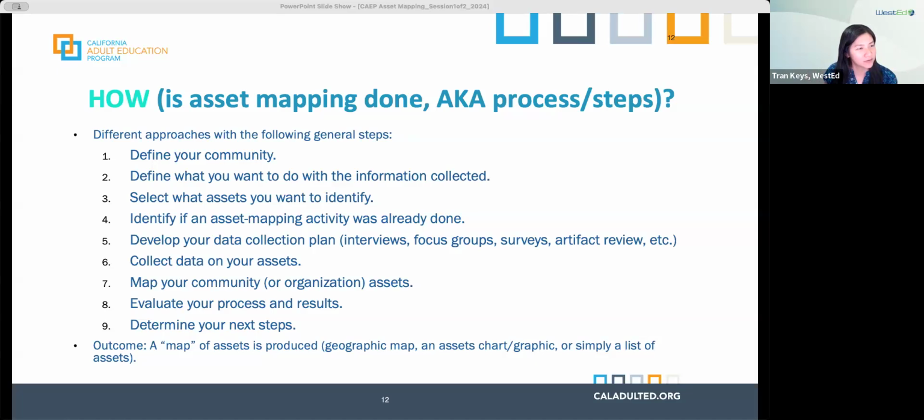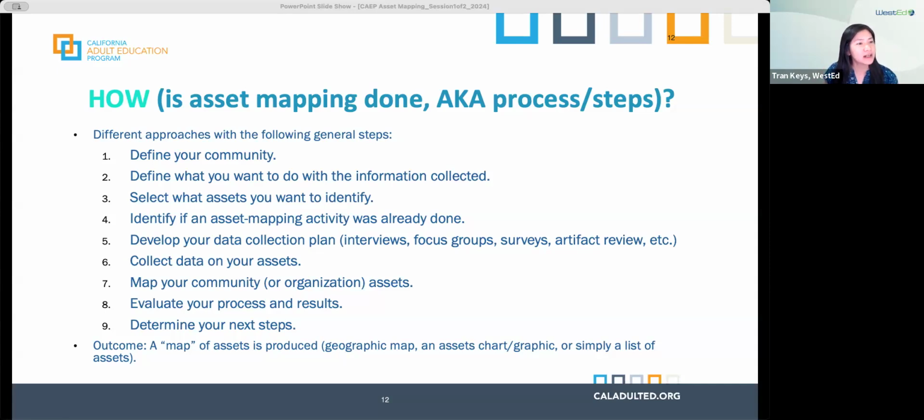Select what assets you want to identify. Identify if an asset mapping activity was already done. And I think that one is a key one because, again, if you're from a large organization, it might be worthwhile to ask around, right? Ask different levels of folks, like, hey, have you heard of asset mapping? Do you know if that's been done in our organization? I say that because this is actually more true for me for logic models, but in a very similar vein, it's happened before where I'm like, oh yeah, we did this 5 years ago, right? And first of all, it was 5 years ago, so it probably would need to be done again in the present. But it actually is nice to see what's been done before, if anything has been done before.